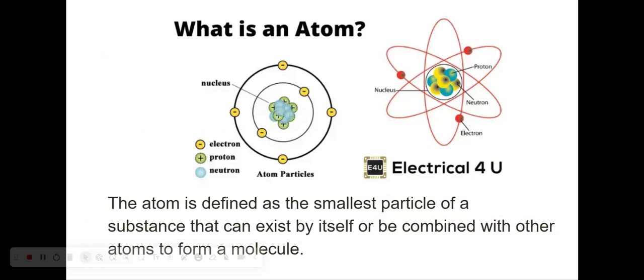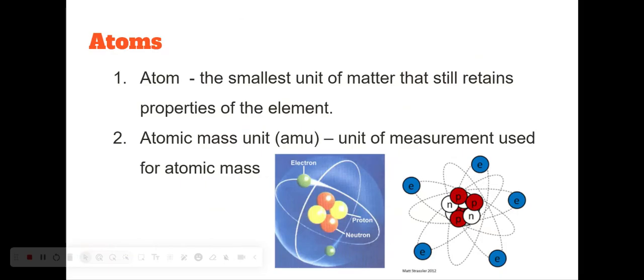What is the atom anyway? The atom is defined as the smallest particle of a substance that can exist by itself, or it could be combined with other atoms to form a molecule. As we said, the atom is the smallest unit of matter that still retains the properties of the element. And we measure the mass of the atom using the atomic mass unit. The reason we do that is because the mass of the atom is so small that the prefix and the decimal point and the zeros that we would have to use to represent it if we were comparing it to grams, there would be so many zeros that it's just not a manageable number. And so we call it the atomic mass unit.